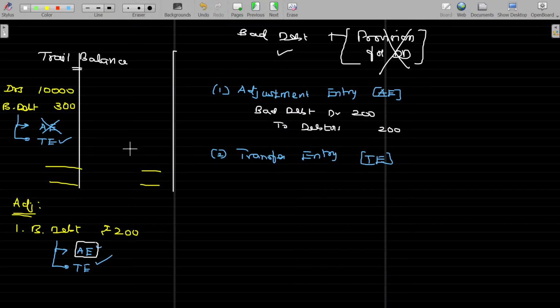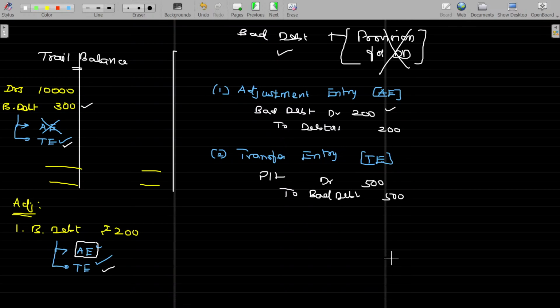Now we have to pass a transfer entry. What is the transfer entry for? The bad debt appearing in the trial balance as well as the bad debt appearing in the adjustments, both put together. Now the entry being profit and loss account debit to bad debt. How much do we have in the bad debt account? Already we have 300 rupees on the debit side. Because of passing the first entry, the adjustment entry, 200 rupees comes in the bad debt debit account. So already 300, another 200, so 500 in total should be transferred to the P&L account. It is the combined entry for transferring the bad debt given in the trial balance to the P&L account as well as the bad debt we just found out in the adjustments.